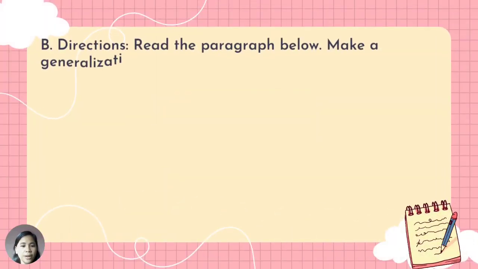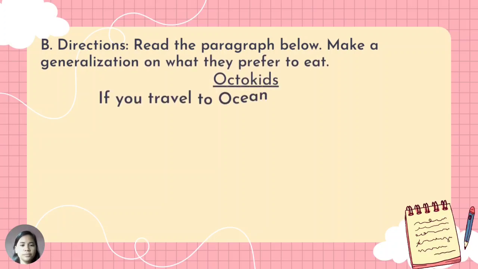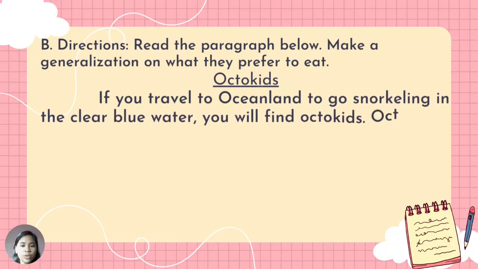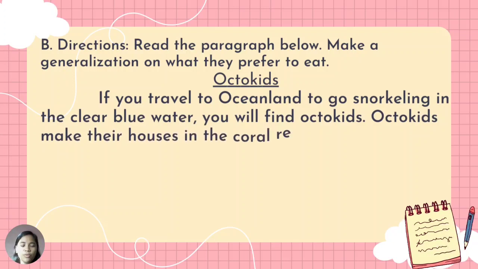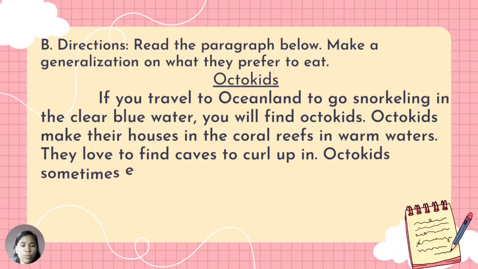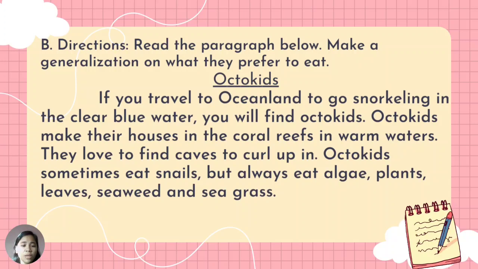Let us read the paragraph and make a generalization on what they prefer to eat. Octokids. If you travel to Oceanland to go snorkeling in the clear blue water, you will find octokids. Octokids make their houses in the coral reefs in warm waters. They love to find caves to curl up in, and octokids sometimes eat snails but always eat algae, plants, leaves, seaweeds, and seagrass. And this is the possible answer.